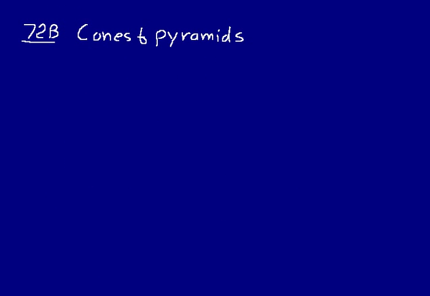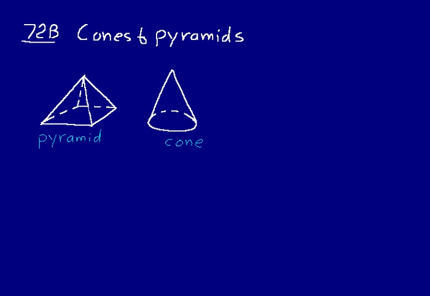Part B of this lesson is on cones and pyramids. Now, a pyramid is like a prism. We learned about prisms back in Lesson 60. They have a polygon for a base. The other faces are triangles on a pyramid. Now a cone is like a cylinder, and it has a curved surface for its base.